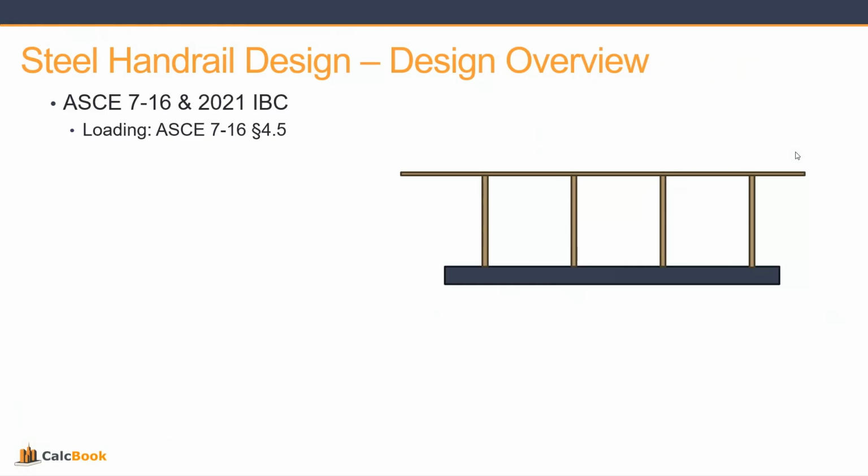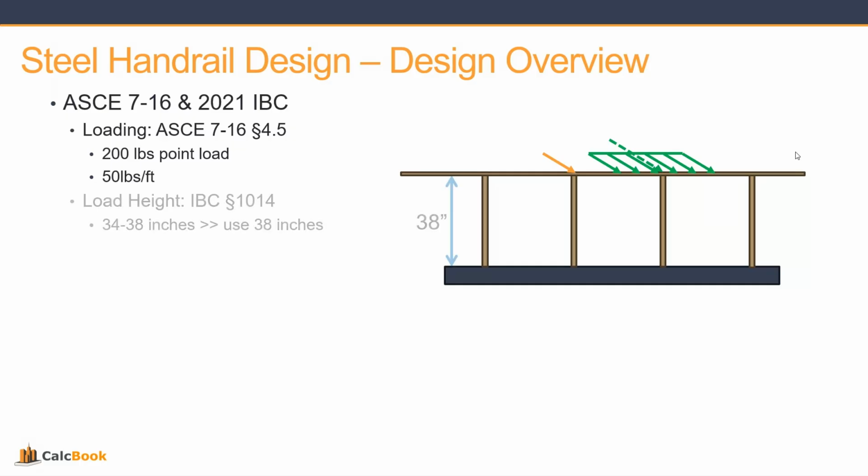We're going to get our loading from ASCE 7-16 at section 4.5, which says we need to apply a 200-pound point load at any location, or a 50-pound per foot linear load, depending on which one is more. So typically we just space our posts at 4 feet so that those values are the same, and we can just use either one to do our design.